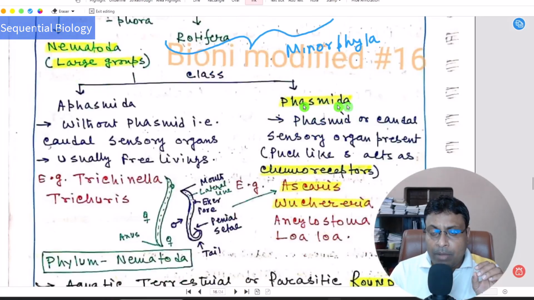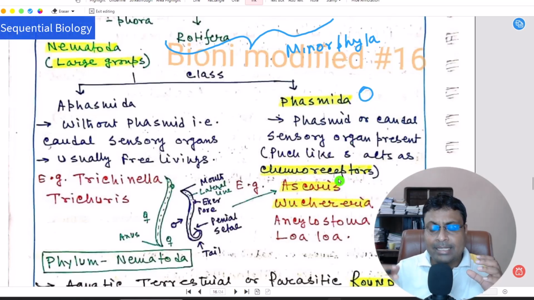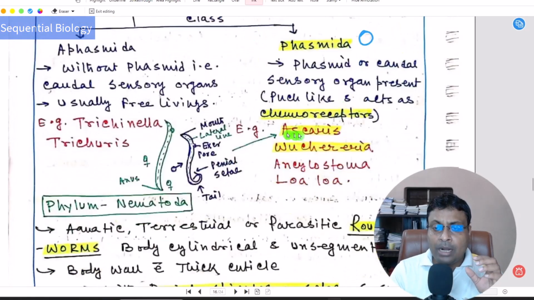And Phasmida, then who are the members of this Phasmida? They have phasmids or caudal sensory organs present, and these caudal sensory organs are pouch-like. Pouch-like means they are usually circular, pouch-like cavities, and act as chemoreceptors. They can sense different types of chemicals, and the representatives in which the phasmid or caudal sensory organ is present in their tail region are known as Phasmida. Most of the roundworms are included under this class Phasmida: Ascaris, Wuchereria bancrofti, and Loa loa. They are representative members of this class Phasmida.